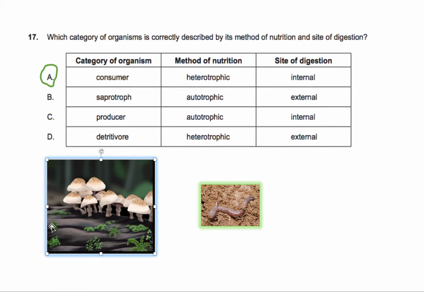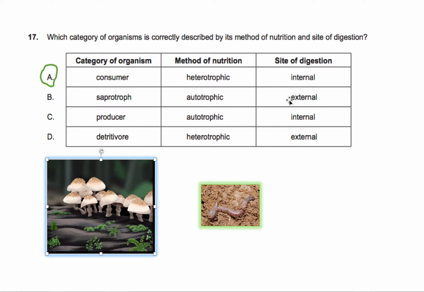Saprotrophs eat other stuff. They don't make their own food. The only things that make their own food are plants. So any autotroph is a plant. So therefore this can't be an autotroph. They're heterotrophs. They eat other things. So this one's definitely wrong so far, because this shouldn't be autotrophic. Is their site of digestion external?